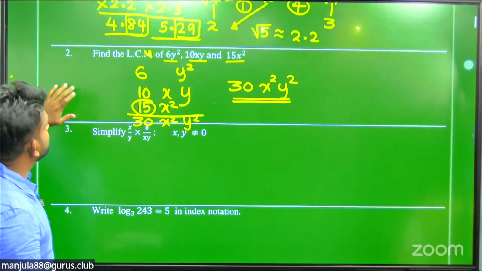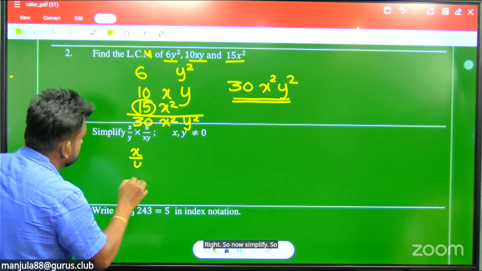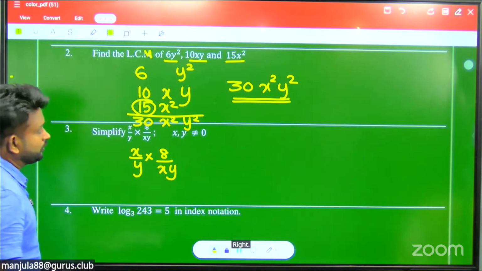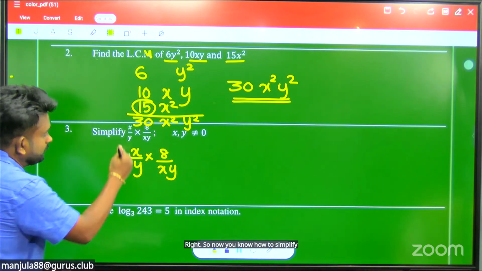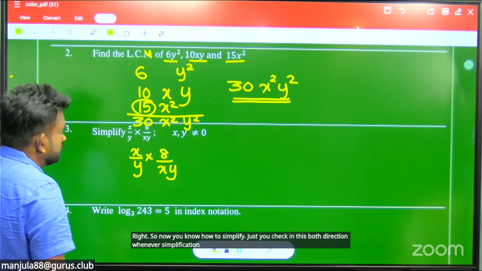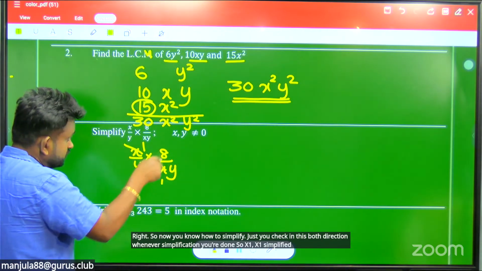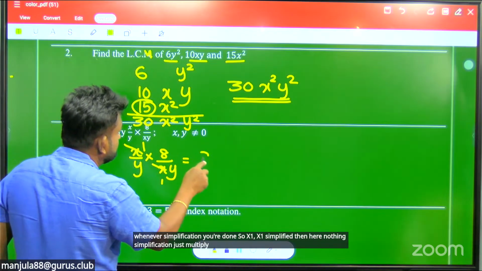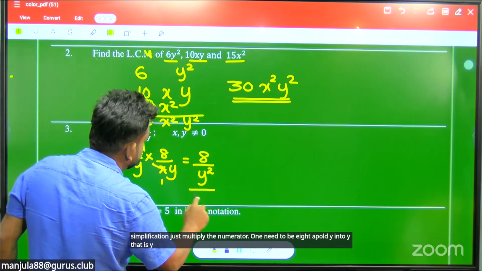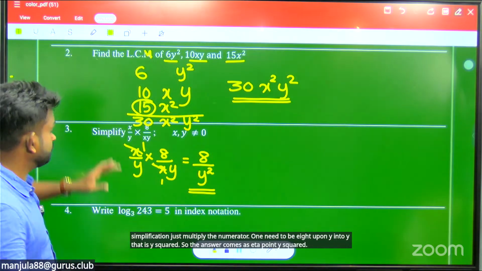Right. So now simplify. x upon y into 8 upon xy. So now you know how to simplify. Just check in both directions. Whenever you do simplification, x is simplified. Then here, nothing to simplify. Just multiply the numerators, 1 into 8, 8 upon y into y, that is y squared. So the answer comes as 8 upon y squared.